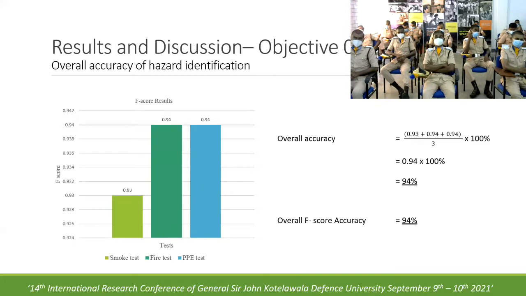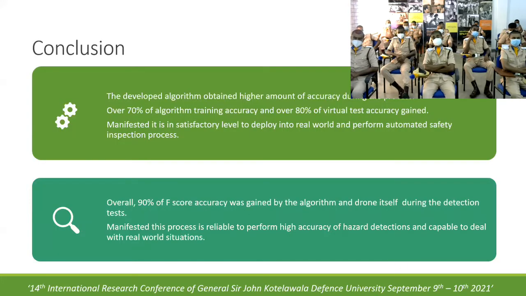Well, we have reached the conclusion of the results. In the initial stage, we had a satisfactory training accuracy for the algorithm, exceeding 70% training success. The next step was the virtual test to measure how it fits with real-world data. When we fed data to the algorithm, it was able to identify them and respond with over 80% good accuracy. So with this positive feedback, we moved to the next objective.